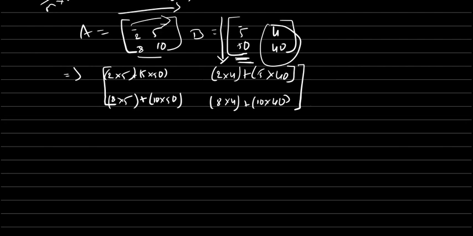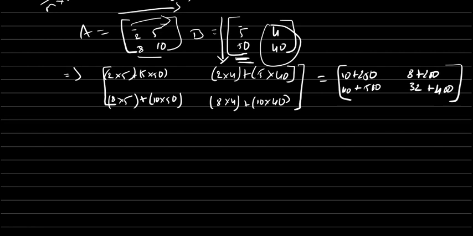I hope you people are getting this. 2 5s are 10, plus 5 into 5 is 25, and here 2 4s are 8 plus 5 into 4 is 20. In the next, 8 5s are 40 plus 10 into 5 is 50, and 8 4s are 32 plus 10 into 4 is 40.